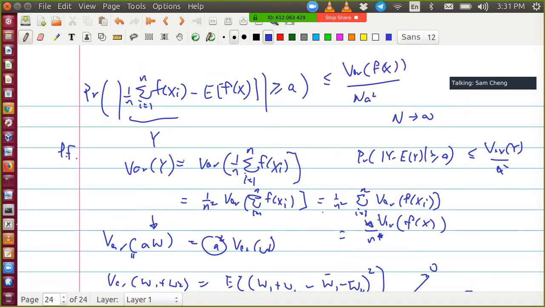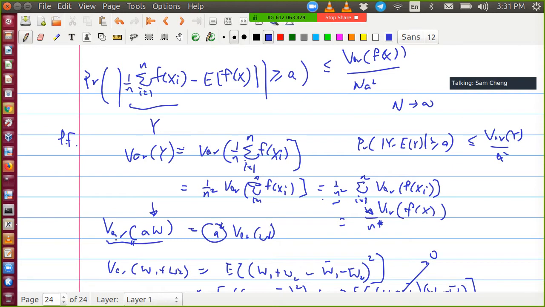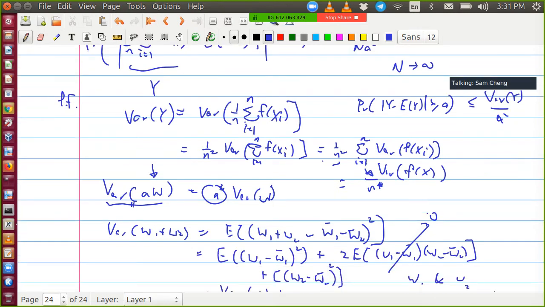Then you just substitute this. Over n squared. Yes, we have n squared here, if you remember, when variance of aW is equal to a squared variance of W. Yes, so there is n squared. But you have n of them here. That's a sum, each of them the same, so you have n. Oh, I see. Yeah, so then you cancel one of the n here.